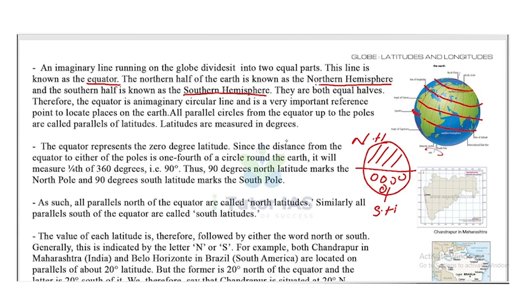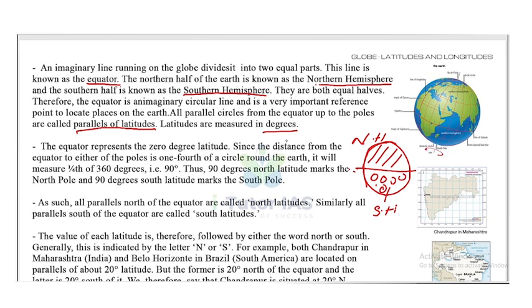So this symbol, an imaginary line that divides Earth into two equal parts, is called the equator. The north part is called the northern hemisphere and the southern part is called the southern hemisphere. All the imaginary circular lines, or all these circles from the equator up to the poles, are called parallels of latitude, and these are measured in degrees. So this is the equator and other parallels of latitude.